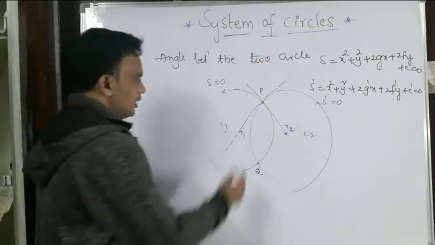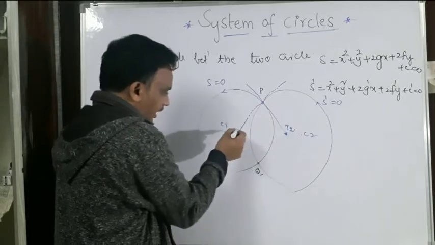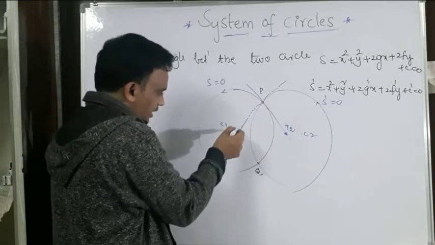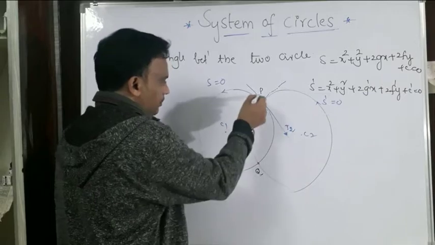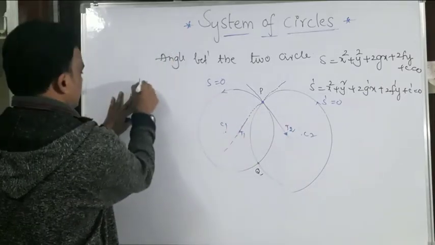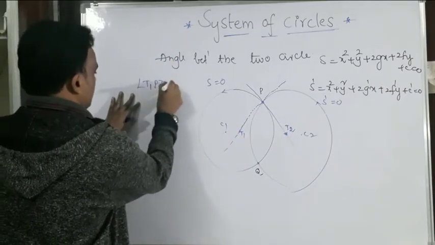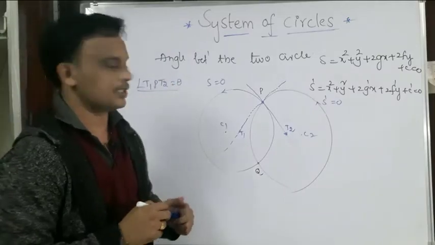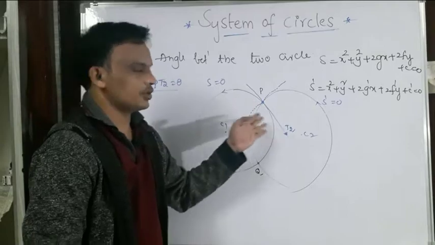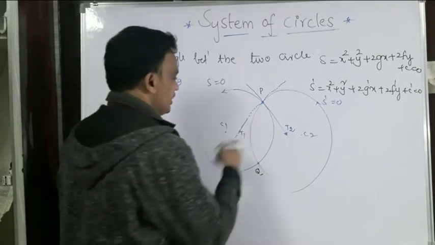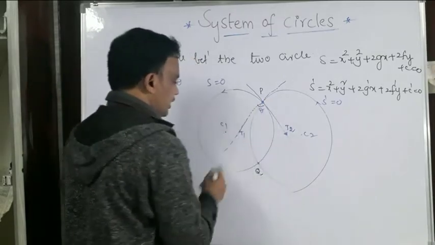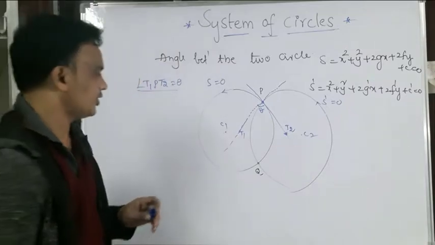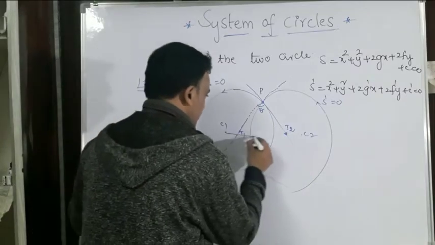Now, let us say the angle between the tangents, T1PT2, let it be theta. Finally, we are going to find the relation for the angle between the two circles, right. Let it be theta. That thing I am going to find. Let us see how it will be.